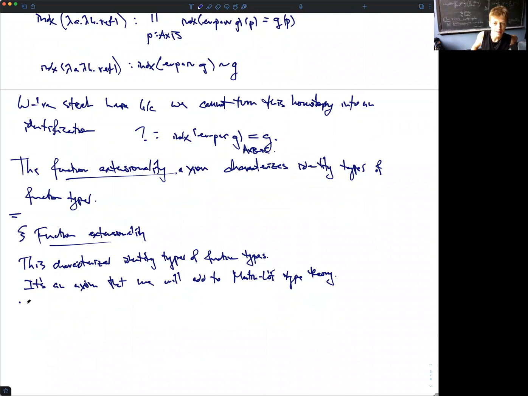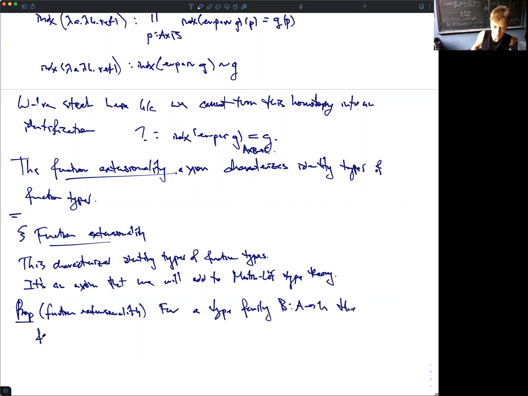Okay, so there are several equivalent ways to state the function extensionality axiom, and so let's start there. This is a proposition giving our preliminary statements of function extensionality, and it says for a type family B over A, the following are logically equivalent. And so these will all give equivalent ways to understand this function extensionality axiom.